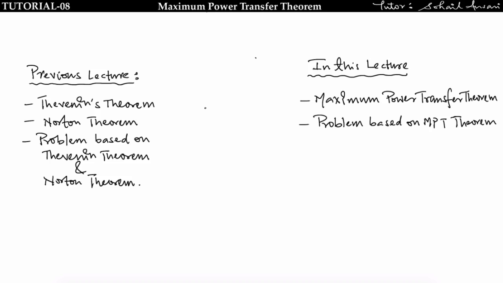In this case we find VTH and ISC, then we find RTH equal to VTH upon ISC. Okay, and we also derived the Norton equivalent circuit, that is the source transformation of Thevenin theorem. And then we have seen problems based on the Thevenin and Norton theorems. Now in this lecture we will see the maximum power transfer theorem and problems based on it.